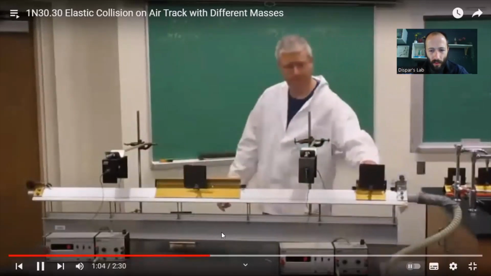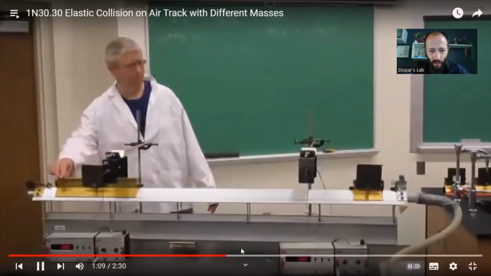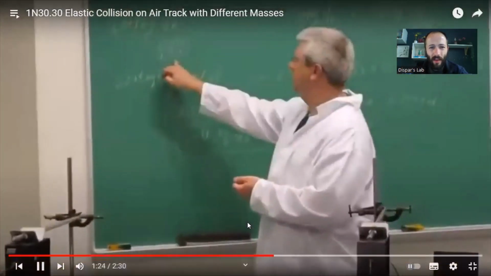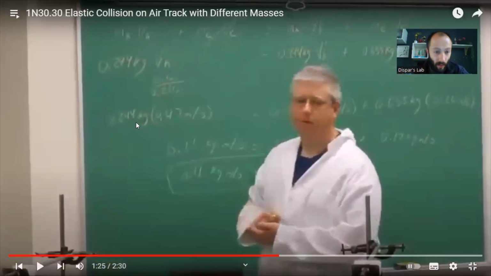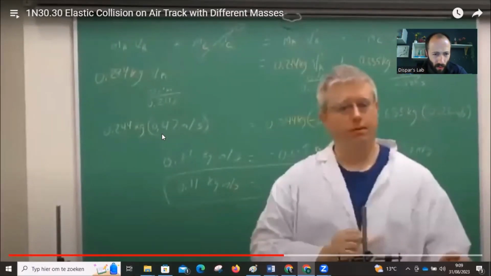So, there we go. This is the experiment. All right, so I don't know if you can see this, but over here we can see he has written down the mass of the first card, which is 0.244 kilograms. And then between parentheses, we can see the velocity, which is 0.47 meters per second.